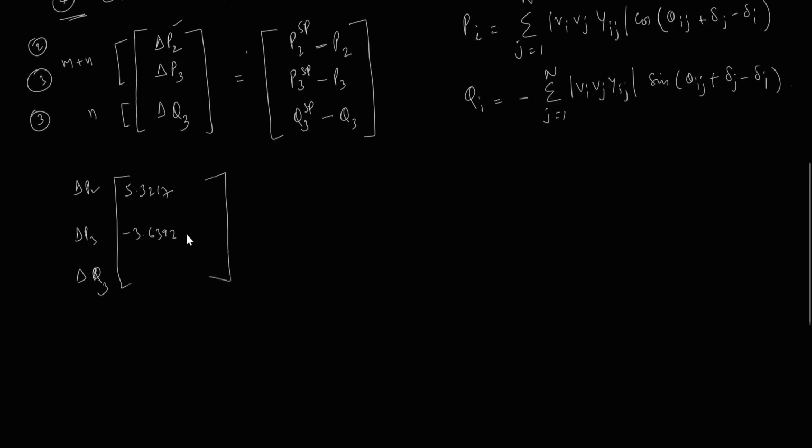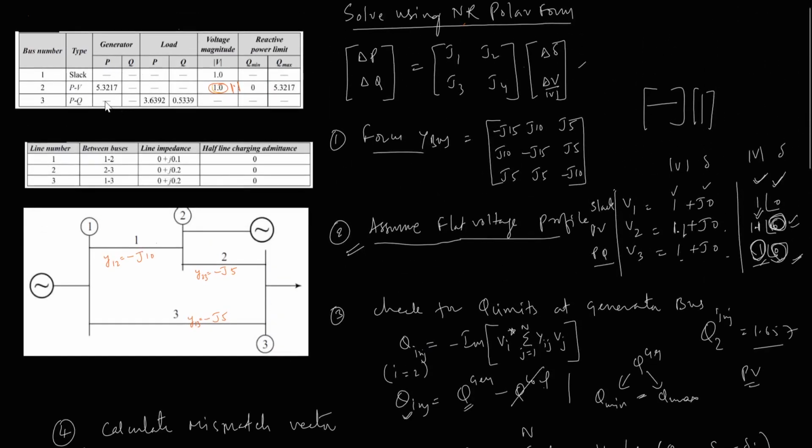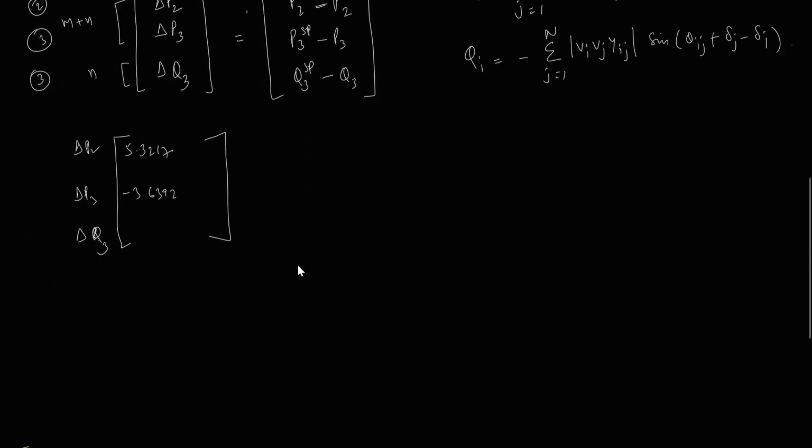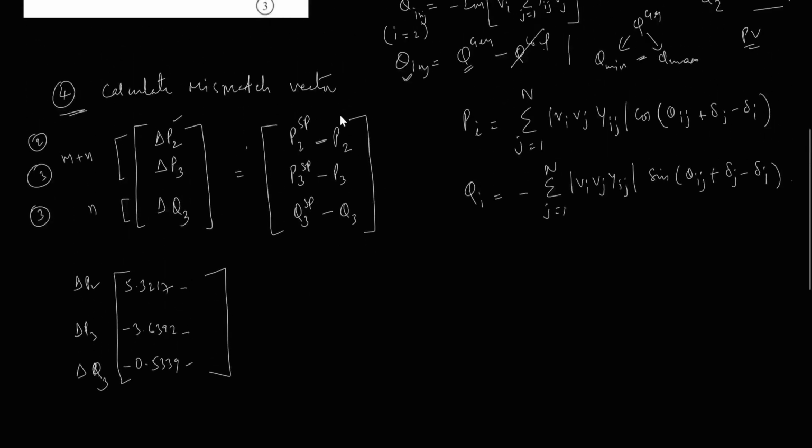And what about Q3 specified? Q3 specified at the third bus, a PQ bus, is generation minus load. Generation is not given, so minus of 0.5339. Now I have to compute these values P2, P3 and Q3. And how can I calculate this P2, P3 and Q3?